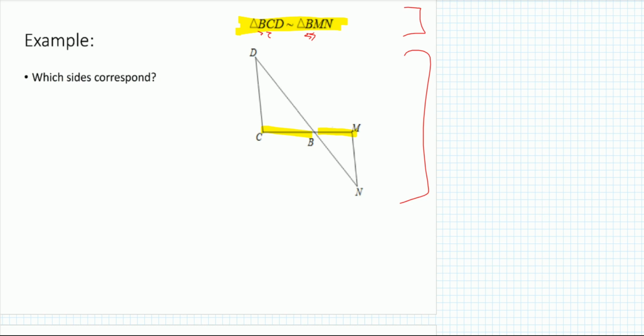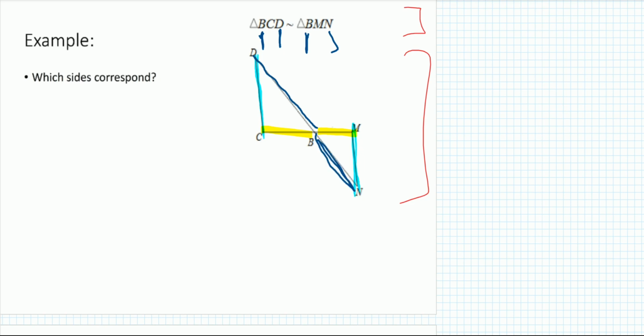Now, if we look at the next two letters, we have C and D. So that means we're talking about CD right here. That one is going to be compared to M and N, because it's the next two letters in the name. And so MN would go right there. Those are the sides that would also be matching. Since we're working with triangles, the last side automatically matches as well. Once again, if you just look at the name, it'll be the first letter and the last letter. First letter, last letter. And it is the one we're talking about, BD and then BN.